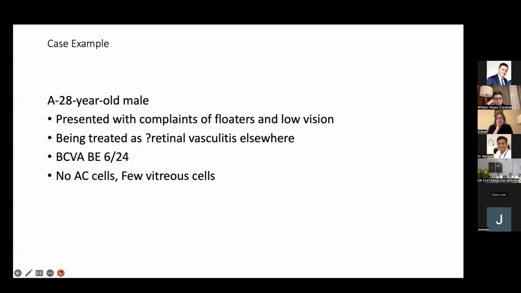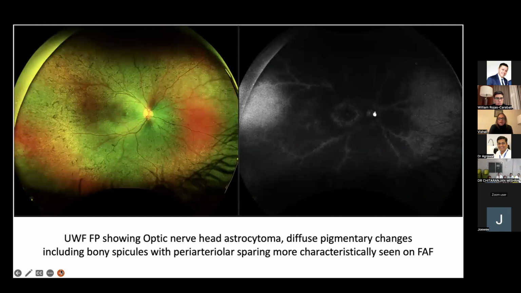Now, coming to the last leg of my talk, this is another case example of a 28-year-old male who comes to us with complaints of floaters and low vision. Being treated as retinal vasculitis elsewhere, vision is 6/24. There are no cells, very few vitreous cells. Now you look at the overall appearance, both on autofluorescence as well as the fundus photograph. This ultra-wide field fundus picture shows optic nerve head astrocytoma, which you can see nasally, seen nicely on autofluorescence.